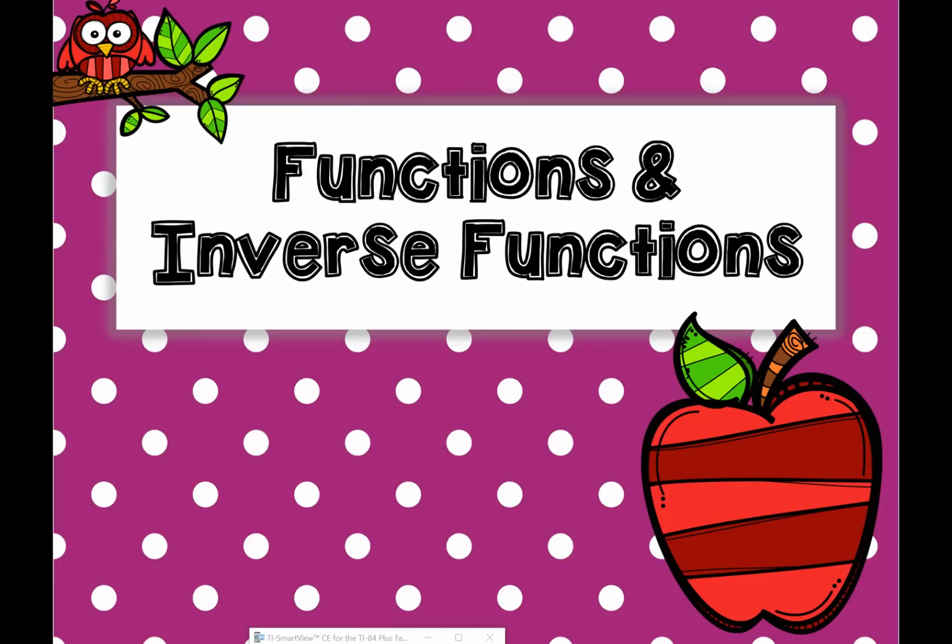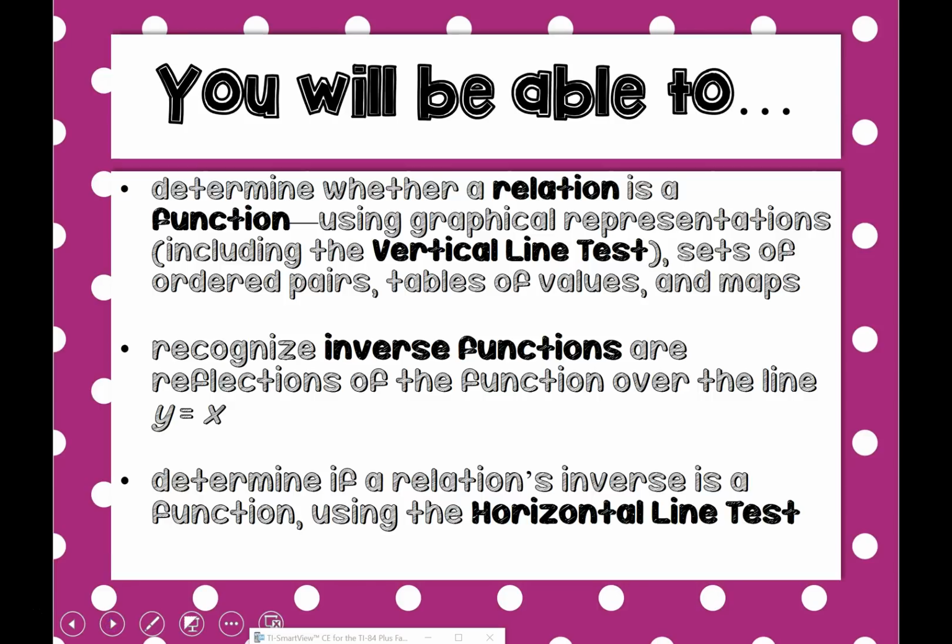Hi everyone! Today we are going to talk about what makes a relation a function and an inverse function. In this video, you are going to learn how to be able to determine whether a relation is a function using lots of different representations. We're going to look at graphs and use the vertical line test. We are going to look at sets of ordered pairs, tables of values, and also maps.